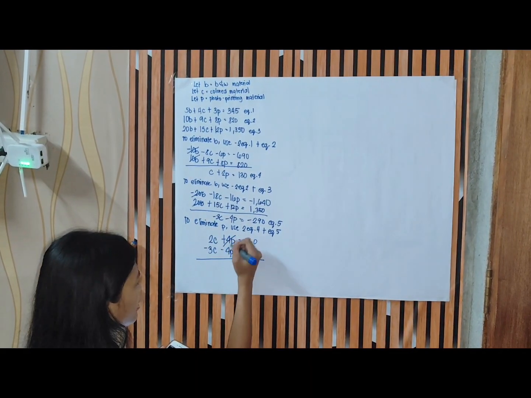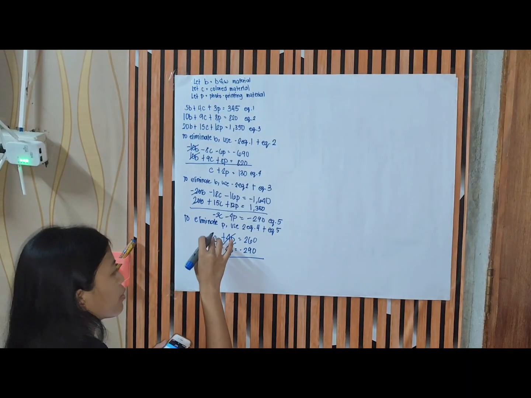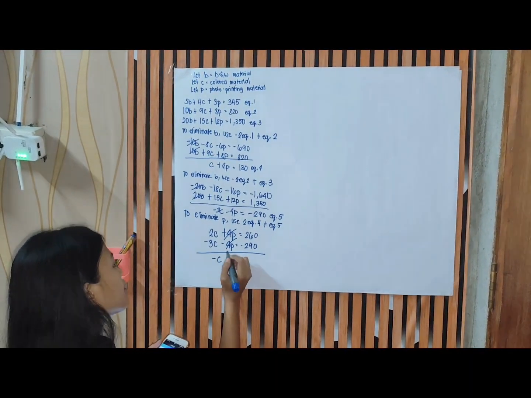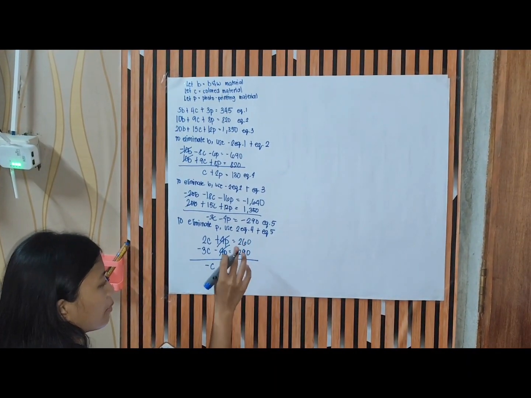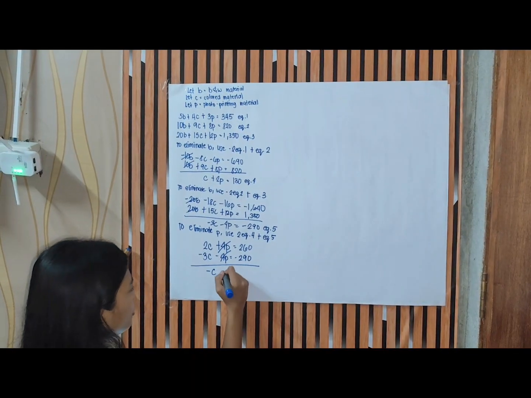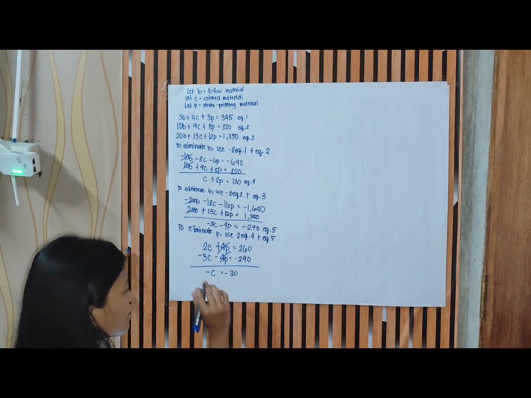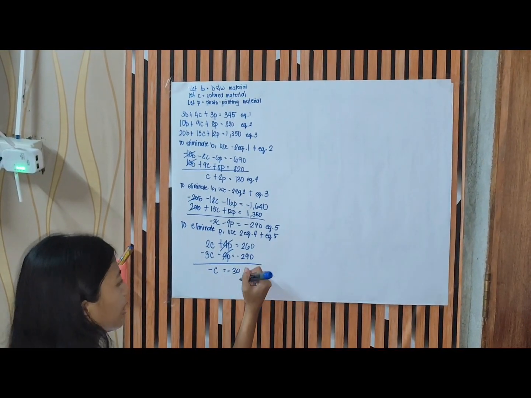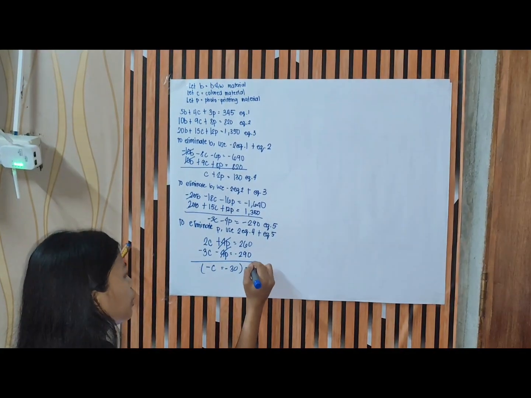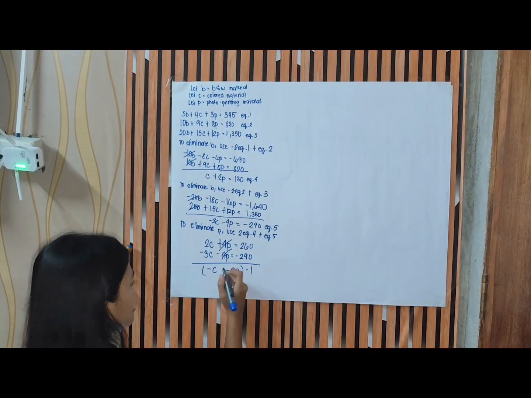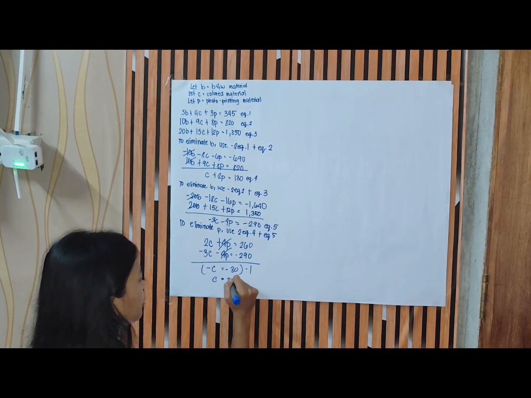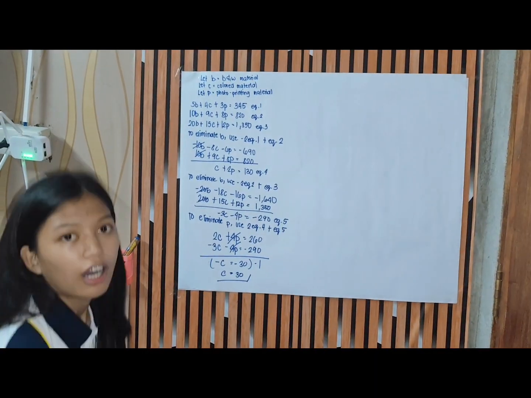So here we can cancel this. The negative 3c plus 2c is equal to negative c. Then 260 minus 290 is equal to negative 30. Notice that this is negative, so we can just multiply negative 1 to both sides to make it positive. So c is equal to 30. So this is the value of c.